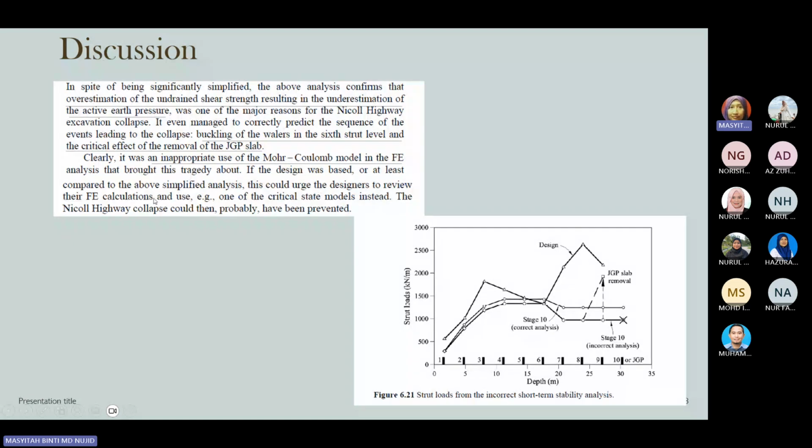If the design was based on, or at least compared to, the above simplified analysis, it could urge the designer to review the FE calculations. So it says that if you want to use numerical simulation, it is welcome, but you need to verify the output or the results from the numerical simulation using the simplified method or using any other analytical or mathematical equations. So when you have the verification data, you can confirm your design is right. But if you are not doing the verification or validation, we can't ensure that our structure is safe.